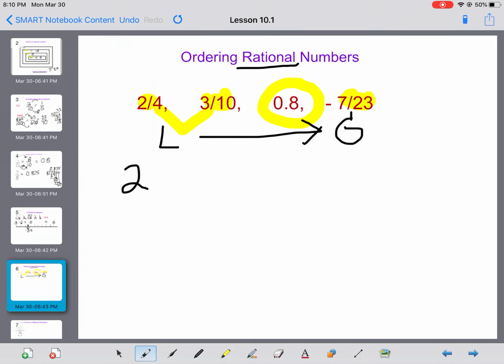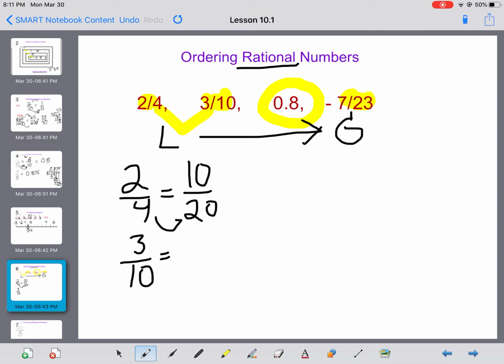So I can think to myself, 2/4 I have, and I have 3/10. How could I easily compare them if I wanted to see which one was bigger? Well, if I wanted to, I could put them both out of a denominator of 20. So 4 times 5 is 20, 2 times 5 is 10. So I get 10/20. Okay, and then here again, I went by 2 and I get 6/20. So I automatically know that my 2/4 is bigger than my 3/10.